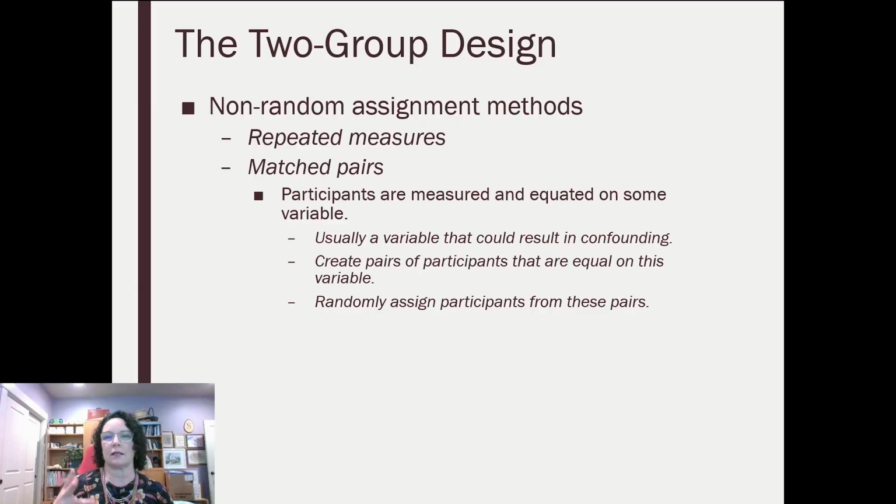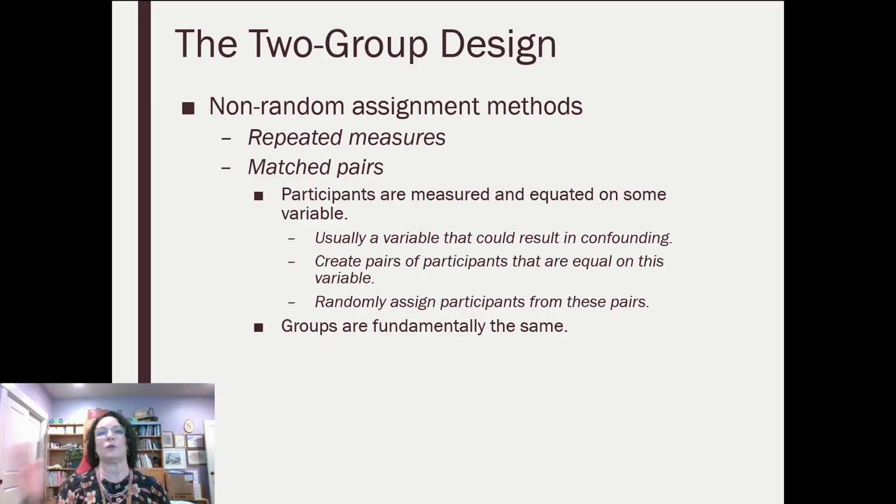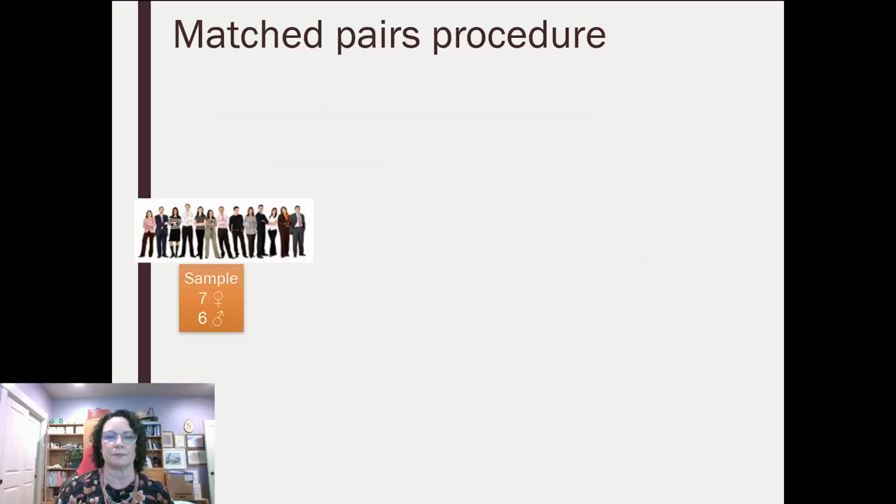So there's the random assignment part, but it's not purely random because we started off by making sure that we're assigning out of these pairs that are matched on the criterion. We end up with ideally groups that are fundamentally the same because we made sure that whatever this variable was that we're worried about got equally distributed between the two groups.